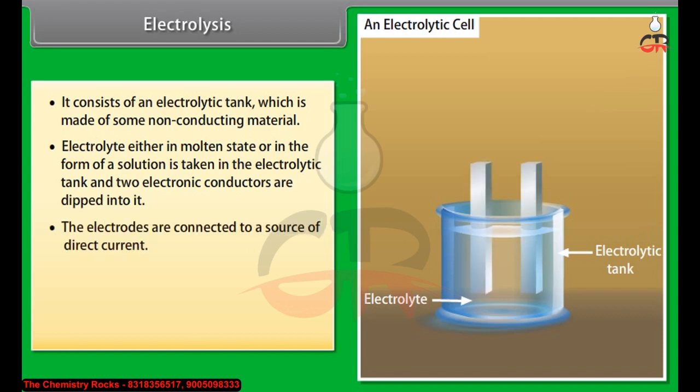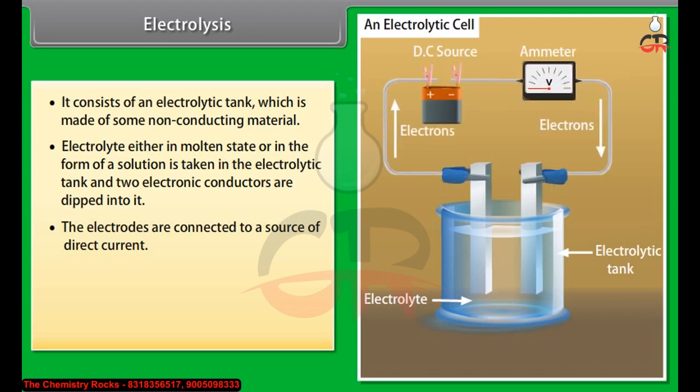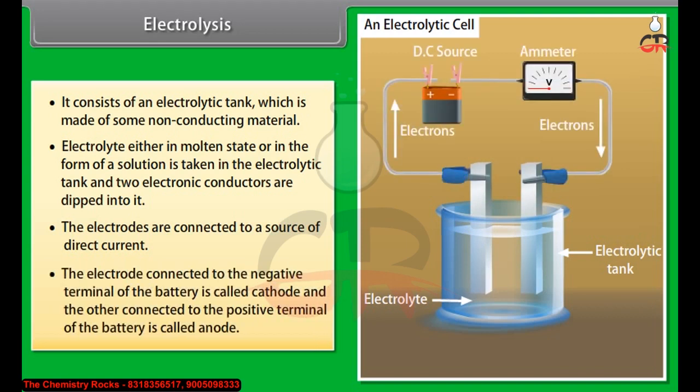The electrodes are connected to a source of direct current. The electrode connected to the negative terminal of the battery is called the cathode, and the other connected to the positive terminal of the battery is called the anode.